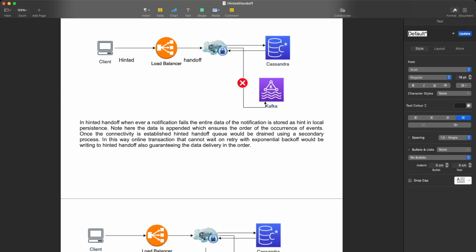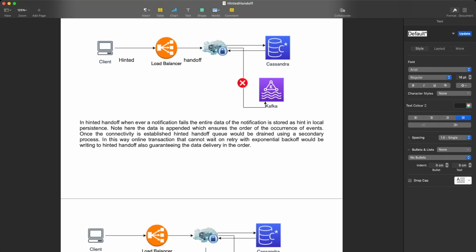So during that situation, hinted handoff comes into the picture. How do we handle the failure using hinted handoff is the solution that we are looking into. So what is hinted handoff? Since we talked enough about the problem statement, and we also looked into where the failures will come, and what is another way of solving without hinted handoff, with retry, the next step is what is hinted handoff.